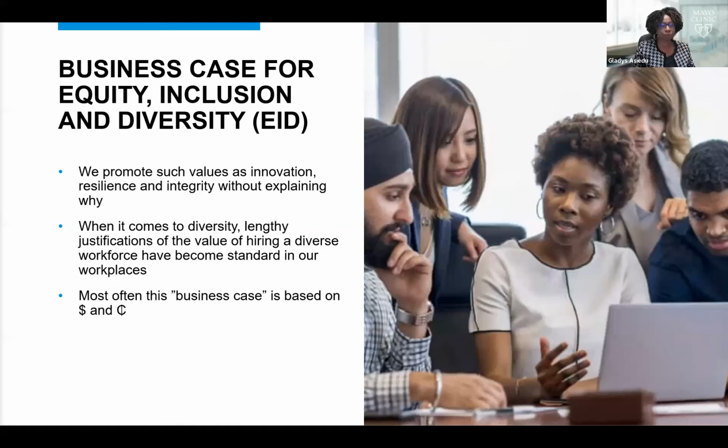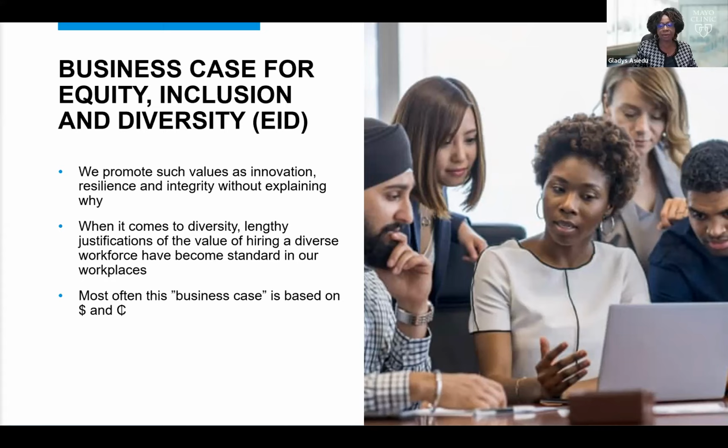So, more about the business case for health equity, and not necessarily health equity, but equity, inclusion and diversity. We get into data-driven business cases for people working in EID spaces to make a case using data, both institutional and national, to justify the work. But let's think about it.